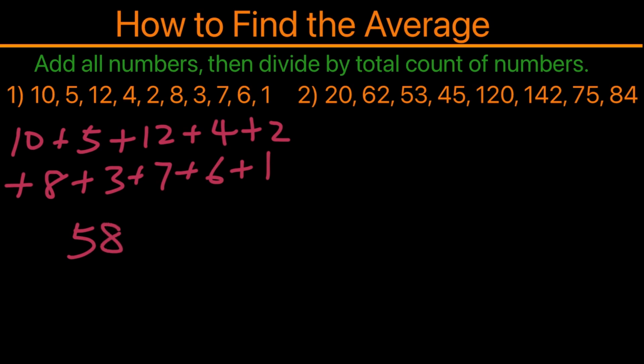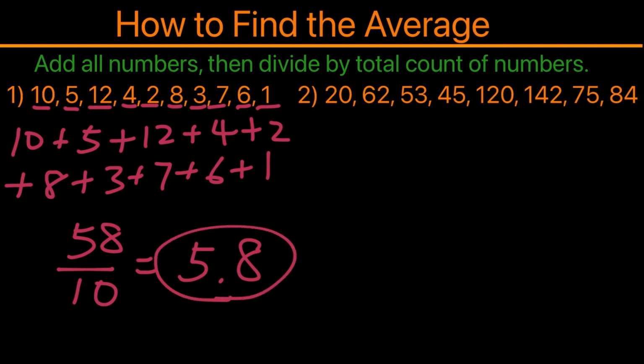And then we need to count how many numbers there are. So 1, 2, 3, 4, 5, 6, 7, 8, 9, 10. Since there are a total of 10 numbers, we would divide 58 by 10. And the average is 5.8.